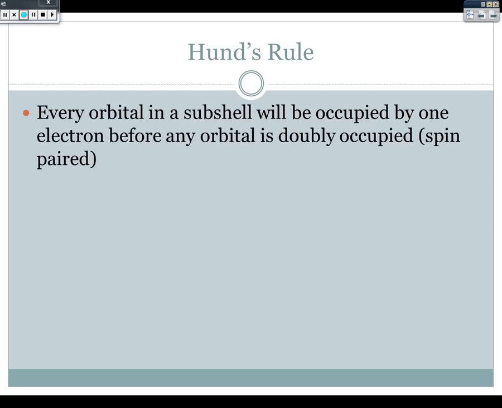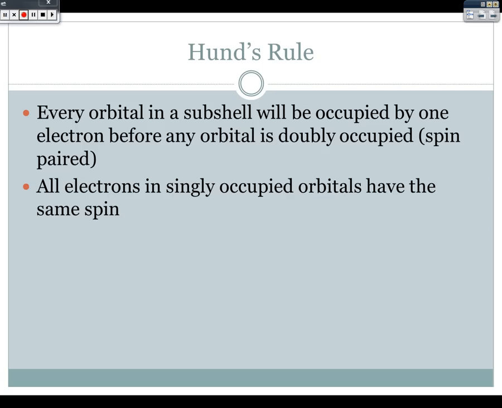Then we have Hund's rule, and Hund's rule says that every orbital in a subshell will be occupied by 1 electron before any orbital is doubly occupied or spin paired. So all electrons in singly occupied orbitals will have the same spin before we add a second electron in an opposite spin. And you'll see what that looks like in a little bit.